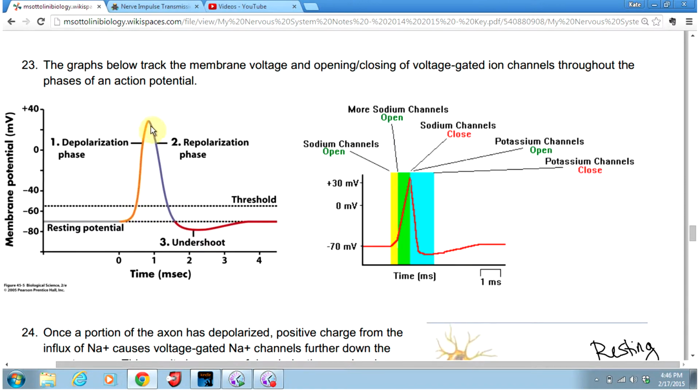Once we hit the peak of the graph right here, our Na+ channels are going to close, so no Na+ is going to be entering the cell, and our K+ channels are going to open. K+ will exit the cell, bringing the cell's voltage back down again, and since our K+ channels are so slow to close, we're going to dip under the resting membrane potential. That's called undershoot or hyperpolarization, until our sodium-potassium pump is able to bring us back to -70.